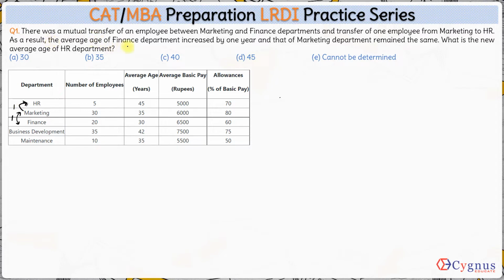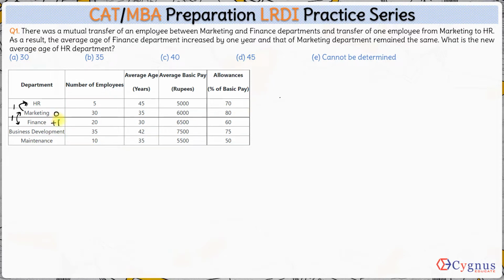As a result, the average age of finance department increased by 1. That of marketing remained the same, so there is no change here. Okay, what is the new average age of HR department? We have to figure out the new average age of HR department.